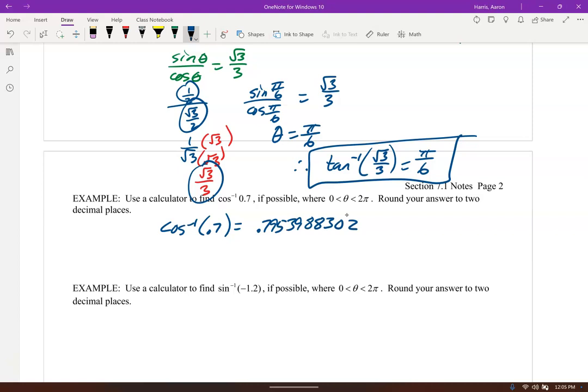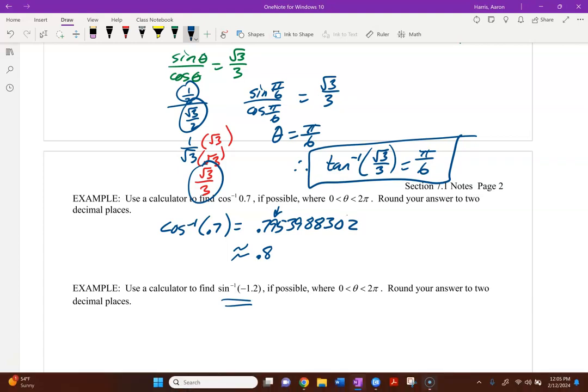Of course, you could round that. So 0.795, I guess that'd round the 9 up. So we just end up with 0.80, right? All right, let's do that arc sine of negative 1.2 now as well.